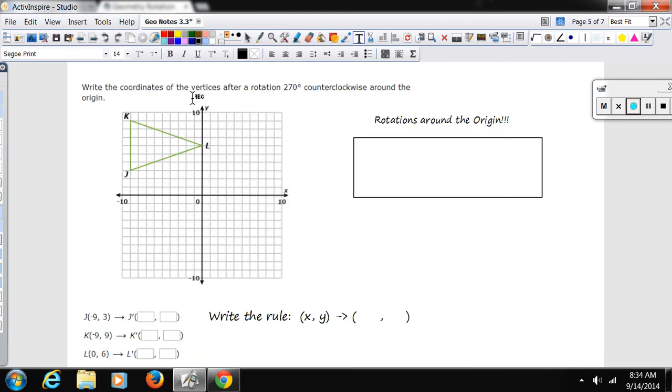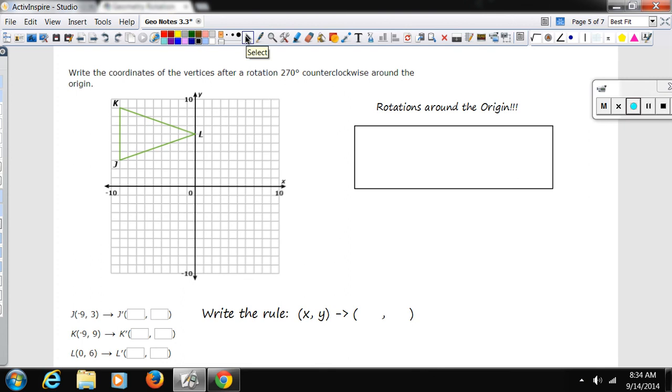What are the coordinates of the vertices after rotation 270 counterclockwise around the origin? If you want to try this one first, before I do it, I would love to see that. I would love you to pause the video, try it, spin your paper, see if you can find the coordinates, write them in, see if you can find the rule. But I'm going to do it right now. So if you want to pause it, do it now.